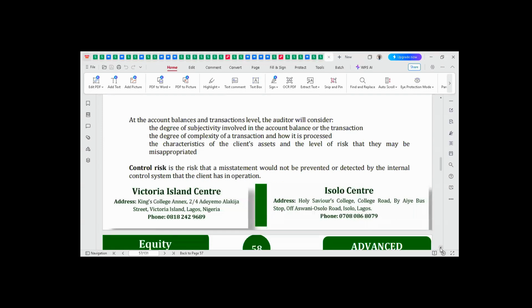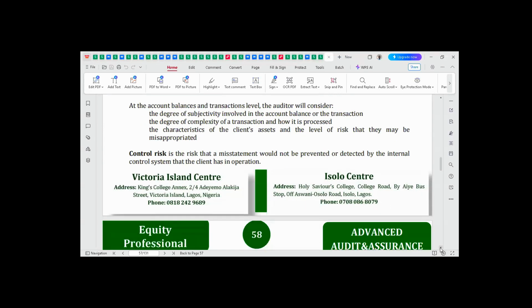Control risk is the risk that misstatements would not be prevented or detected by the internal control system that the client has put in place. Okay? Will not be what? Will not be detected by the client's internal control system that he has put in place. All right? So that's what we mean by control risk.